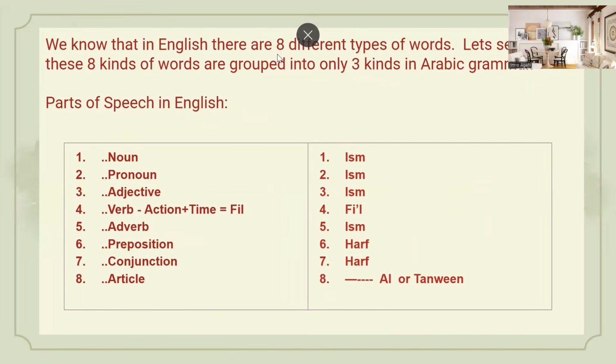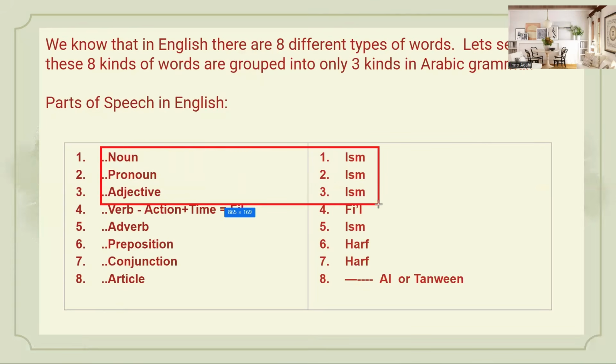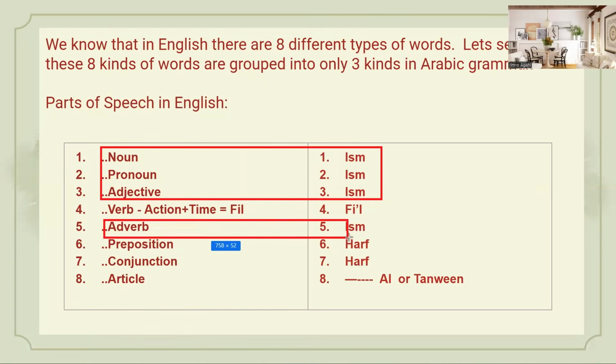Look, so if you are a middle school student or high school student, or even if you are an adult, you know English grammar, right? So in English grammar, we have noun, pronoun, adjective, then we have verb, and then adverb, preposition, conjunction, article, these kind of parts of speech, right? So just see, like noun, pronoun, adjective all come under ism. Okay. Adverb is also an ism. Okay. Slowly, carefully, quickly, all these types of words, these are ism in Arabic.